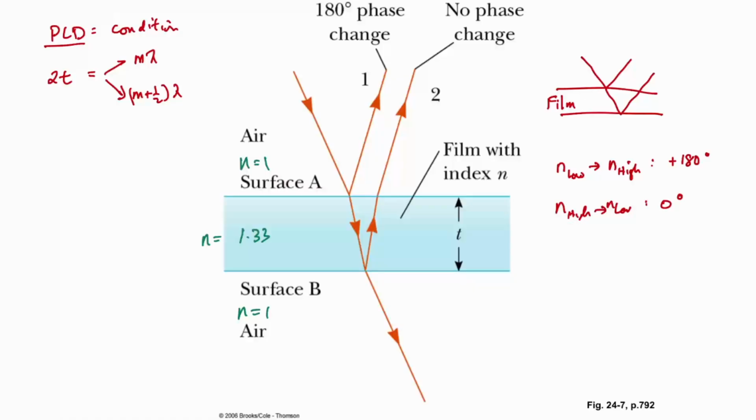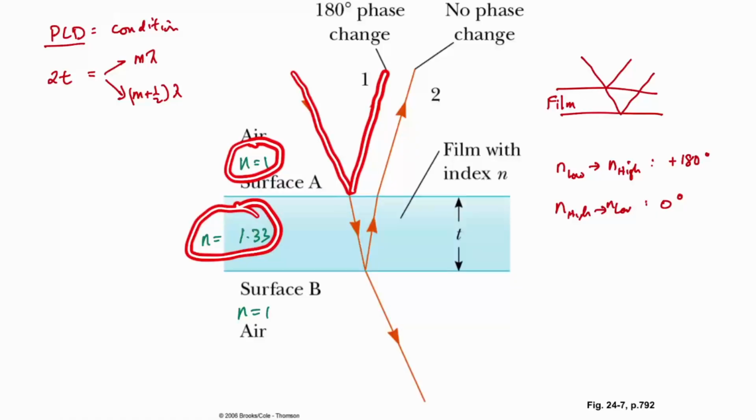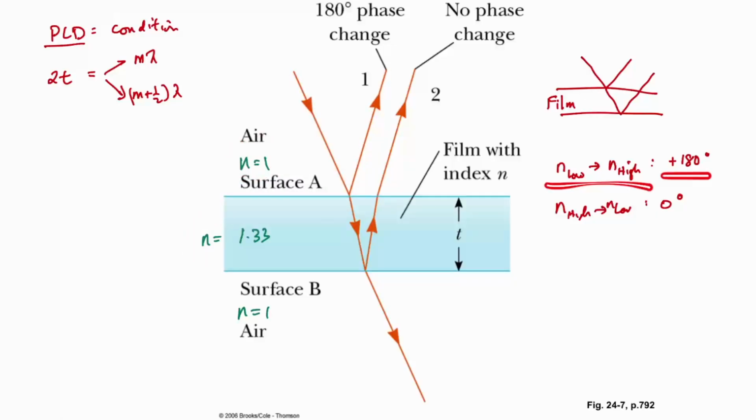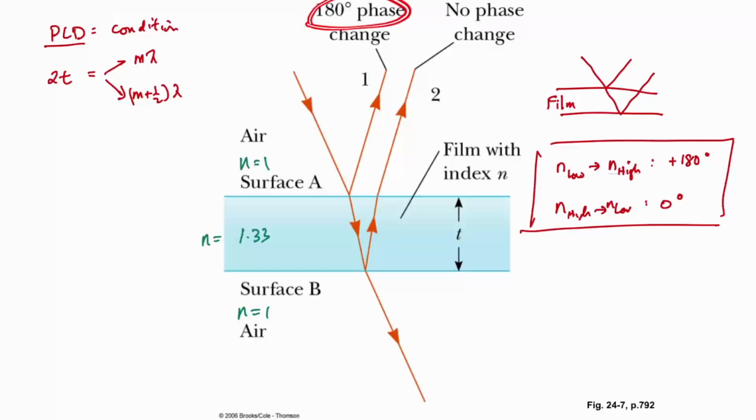So on this first bounce right here, came in, bounced. We're going from n equals 1 to 1.33. What kind of transition is that? Low to high. A low to high is what? 180. Okay? Notice how they wrote 180 degrees on that ray. On the second bounce, we're looking at this interface down here. What kind of transition or interface is this in terms of the index of refraction? It's a high to low. So what does the second ray do?